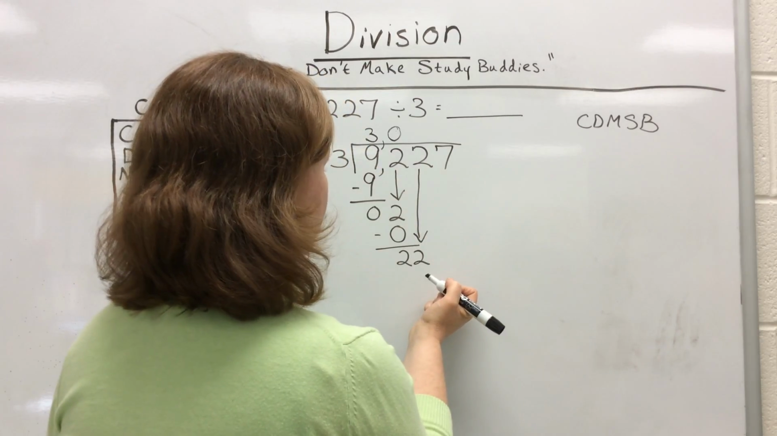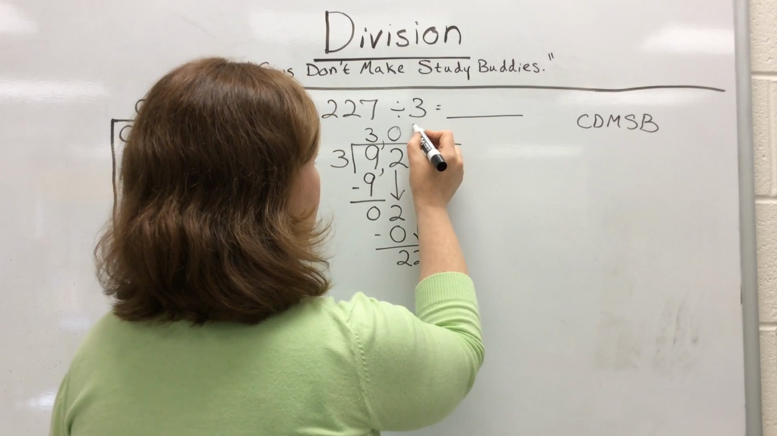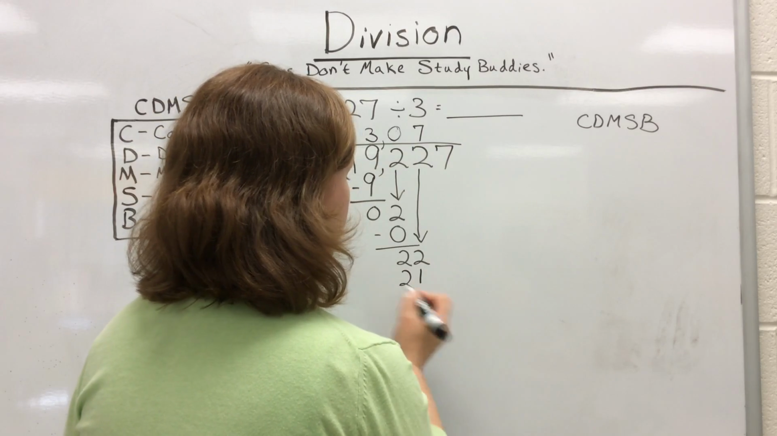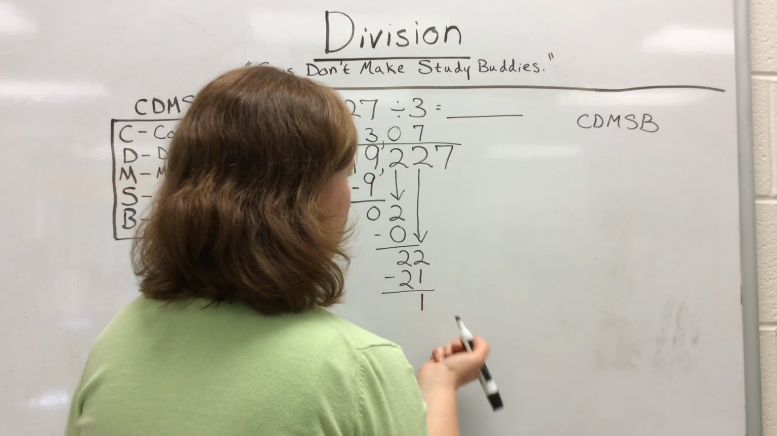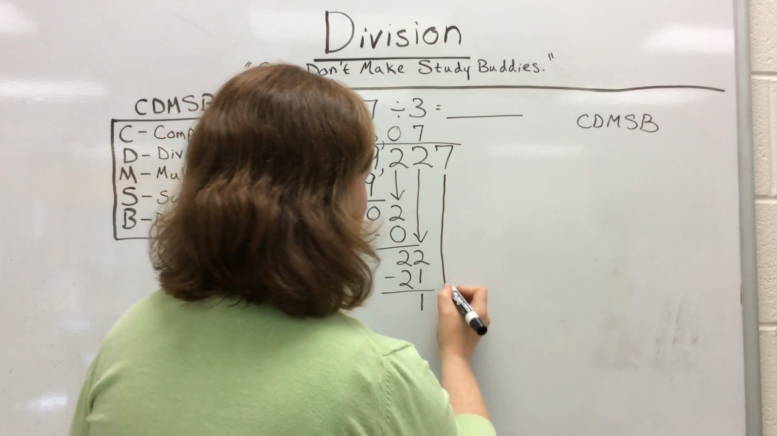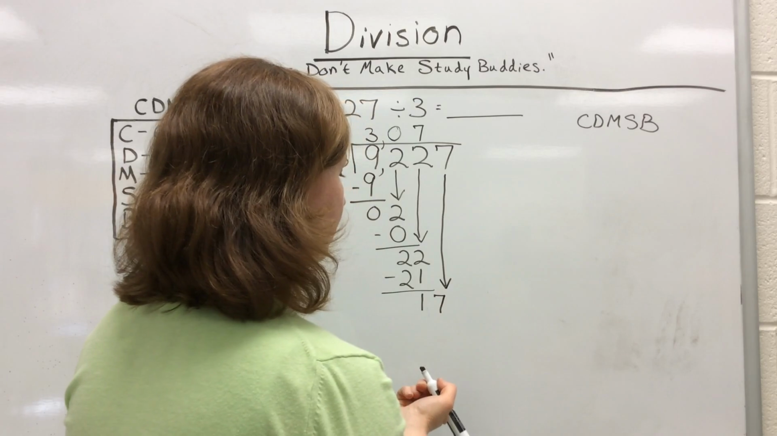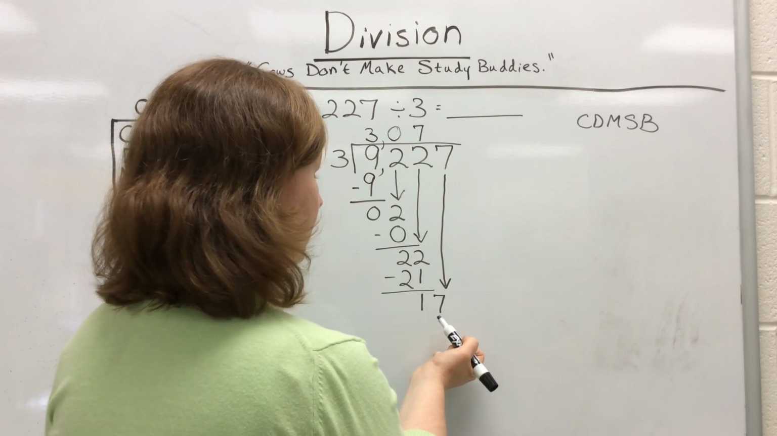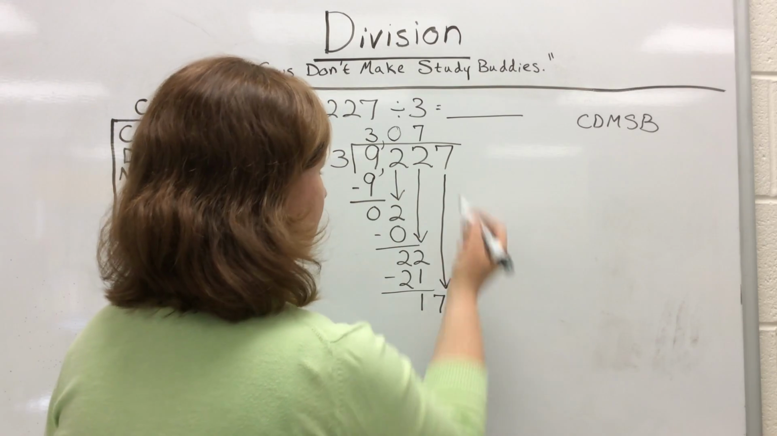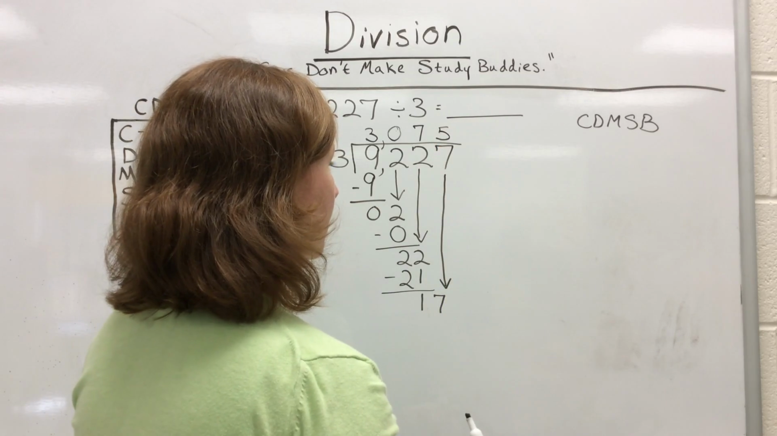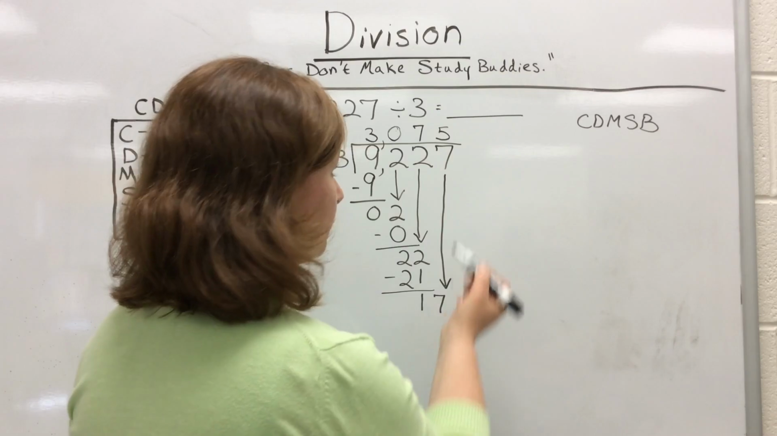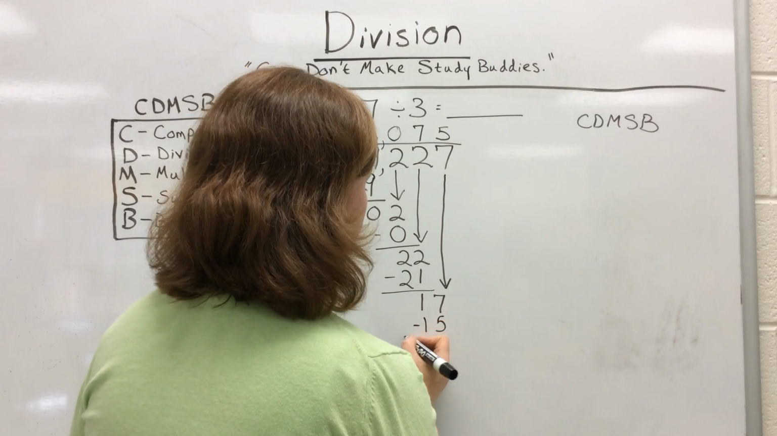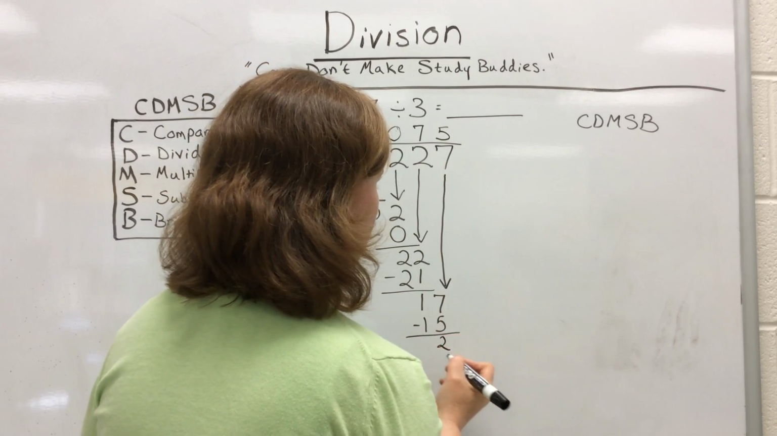Compare. 3 does fit into 22. Divide. 3 fits into 22 7 times without going over. Multiply. 7 times 3 is 21. Subtract. 22 minus 21 is 1. Bring down. My new number is 17. Go back to the beginning. Compare. 3 does fit into 17. Divide. 3 fits into 17 5 times without going over, because 3 times 5 is 15. Multiply. 5 times 3 is 15. Subtract. 17 minus 15 is 2.